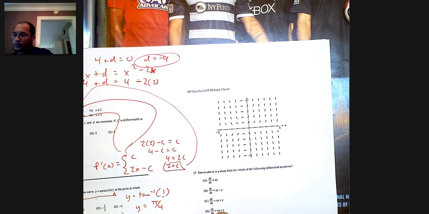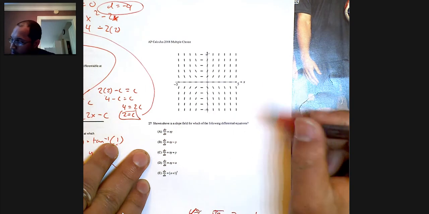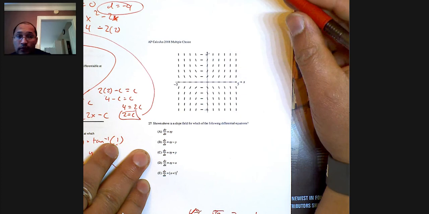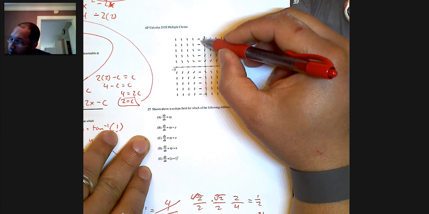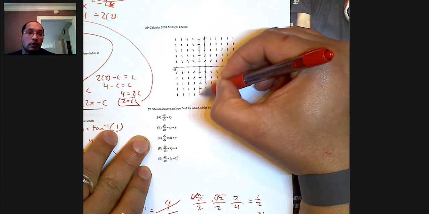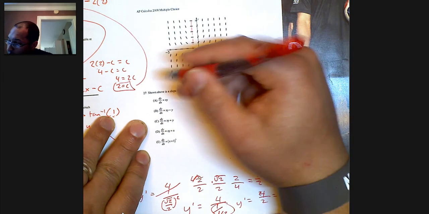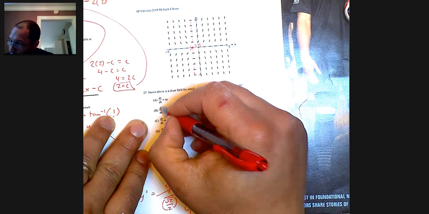Alright, so shown above is the slope field for which of the following differential equations? Remember, you should be able to do a process of elimination, but here's the trick. Find out when it's independent, or when the slope is zero. See where the slope is zero right here? These are the tricks that I use. So you should get the solution x equals negative 1 when dy/dx is zero.